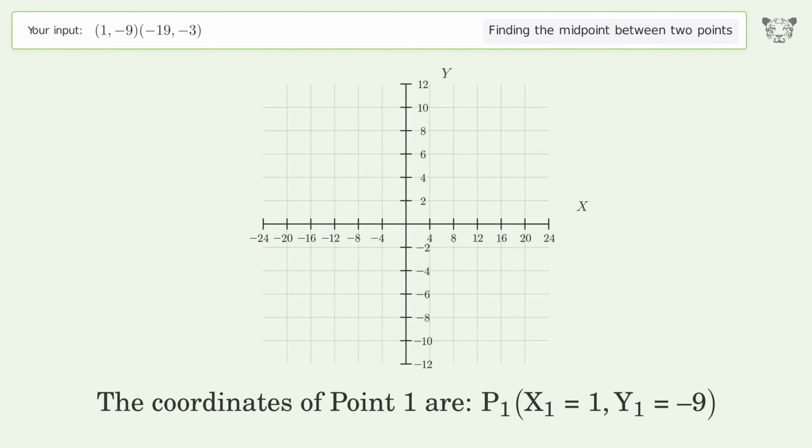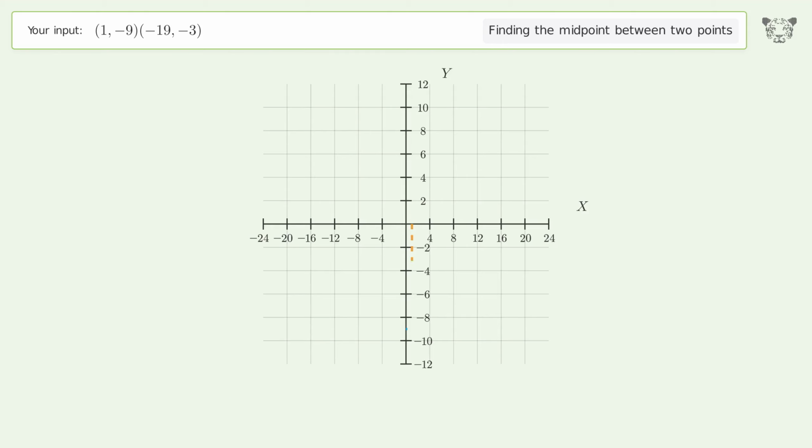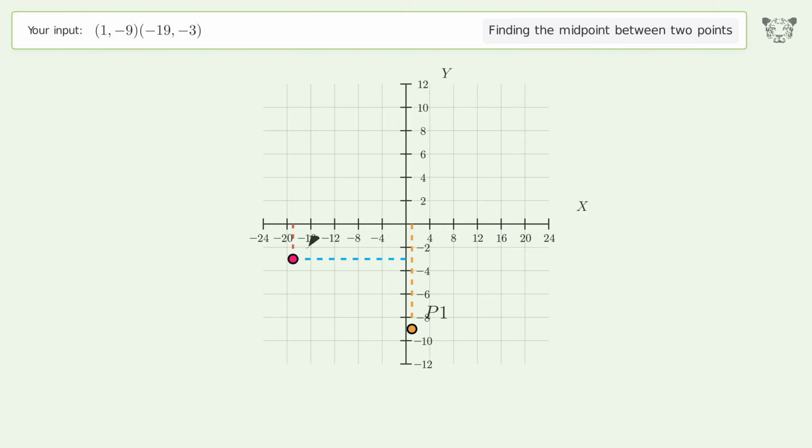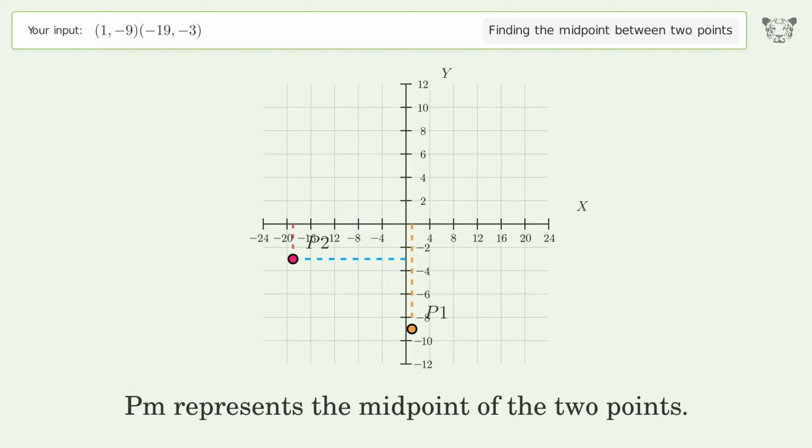The coordinates of point 1 are x1 equals 1, y1 equals -9. The coordinates of point 2 are x2 equals -19, y2 equals -3. PM represents the midpoint of the 2 points.